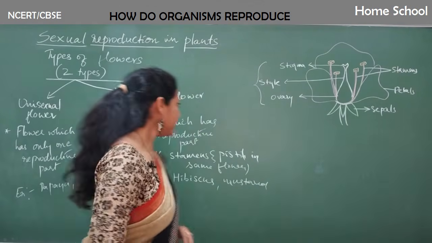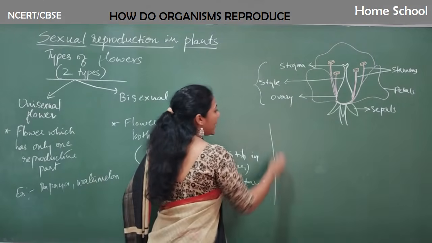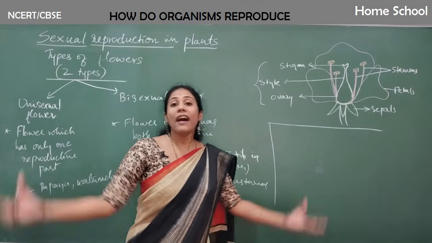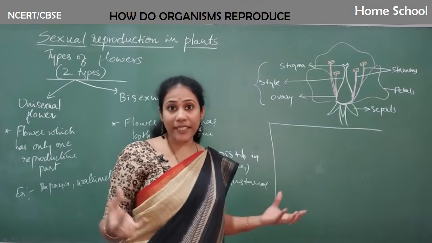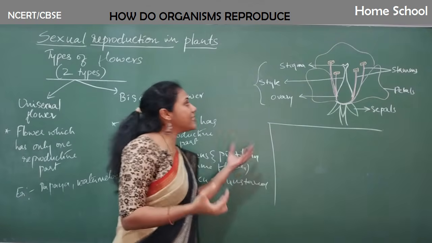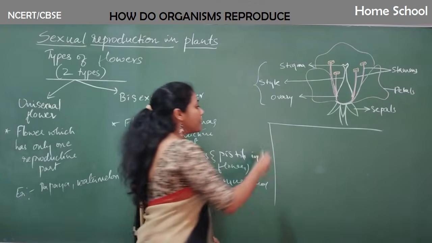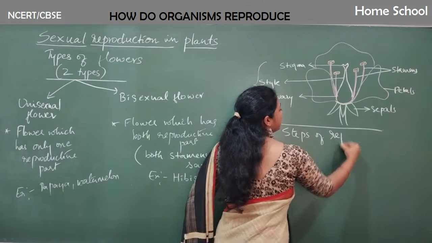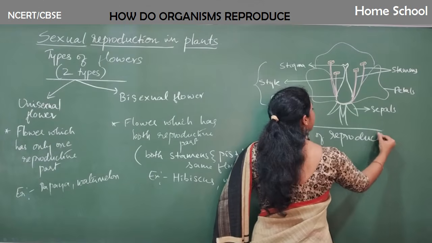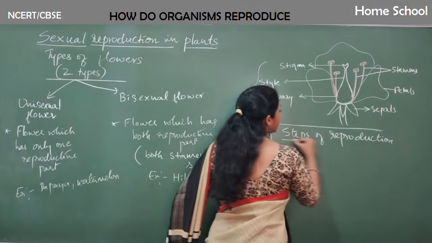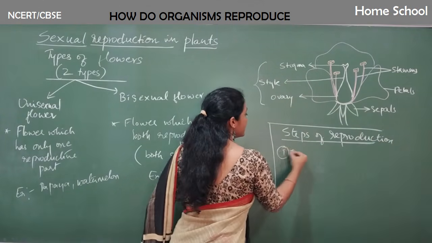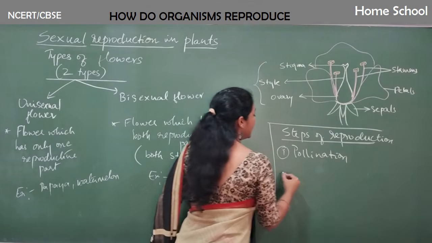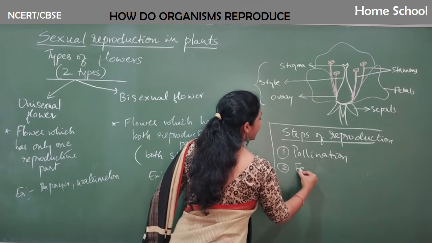Fine. And now let us try to study the steps of reproduction. Let us now see how a new plant generates and what is going on with the stamens and pistil. Okay. So take down steps of reproduction. Each and every step let us study in detail. First, note it down all the steps. The first step is pollination. Okay. Second one is fertilization.